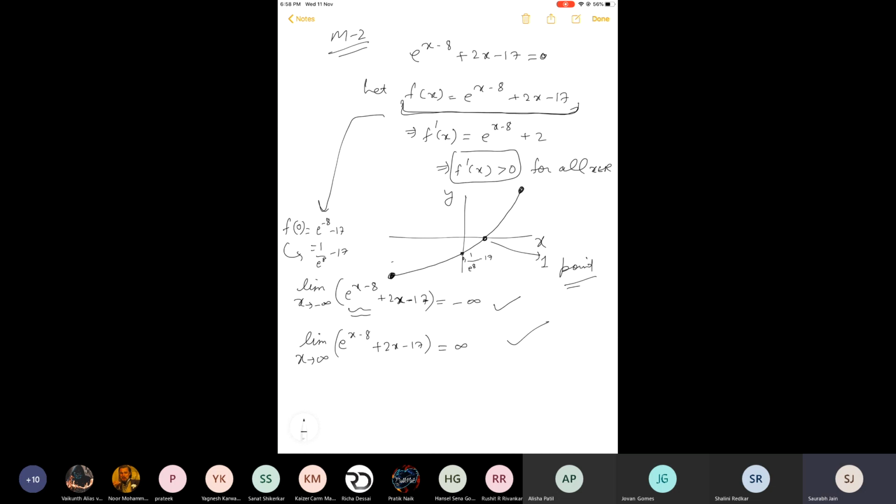Why is this the solution? Because what is the meaning of this? That when you put this x here, the value will become 0. That is what you are calculating, the roots or the number of values.